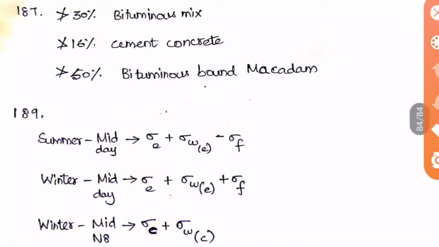Based on the summer and winter and the day and night, whichever will be more, that value only will be substituted here. First, if you take summer midday, it is sigma E plus sigma warping at the edge minus the frictional stress. In the second case, it is sigma E plus sigma warping at edge plus the frictional stress. And then winter midnight, it is sigma C, the corner wheel load stress you should take, plus the warping stress also in corner.